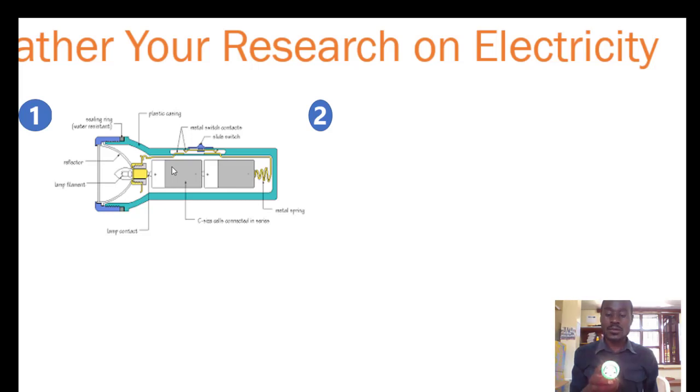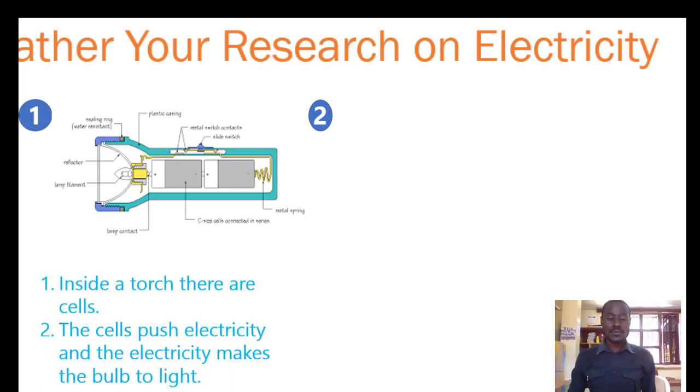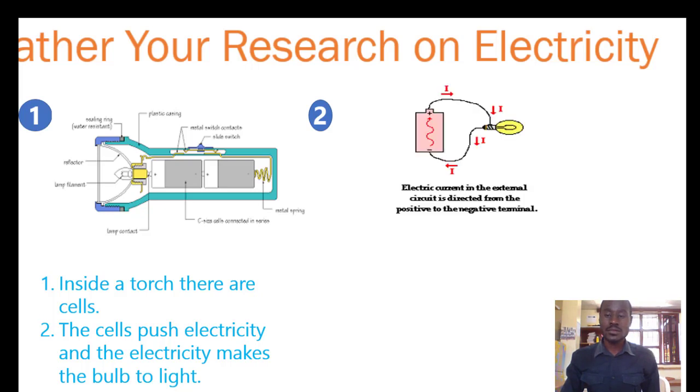Good. Okay, let me switch it off. Now, those are components of a torch, things that make a torch. Their writings are there. Inside the torch, there are cells. The cells push electricity, and the electricity makes the bulb light. That is how electricity flows from a cell.